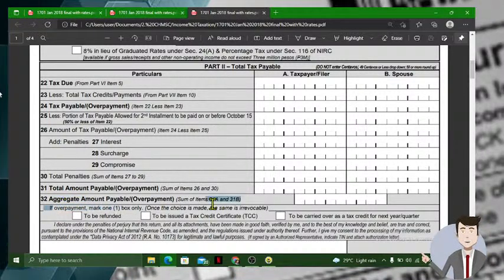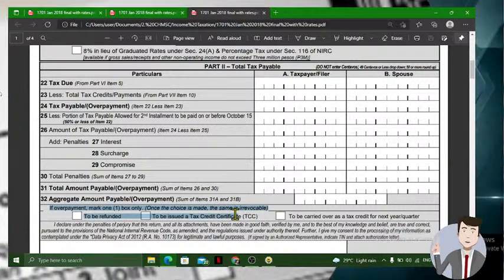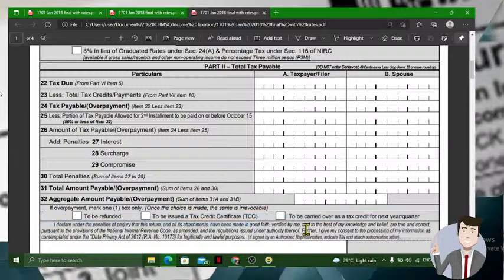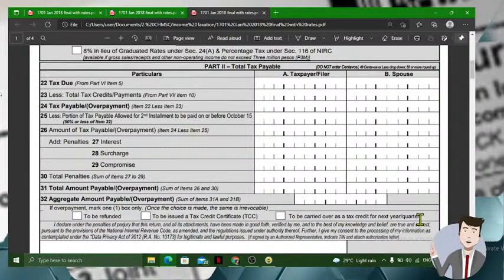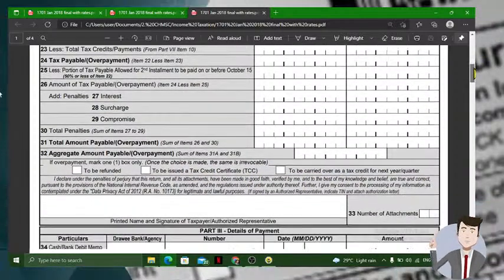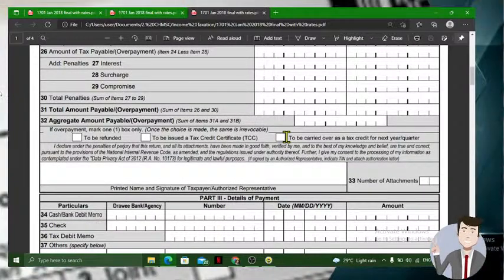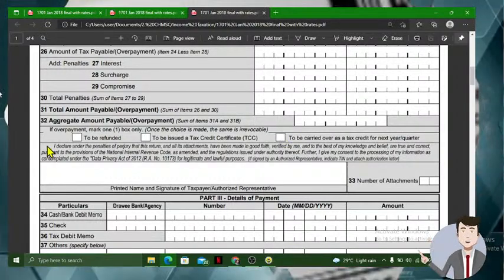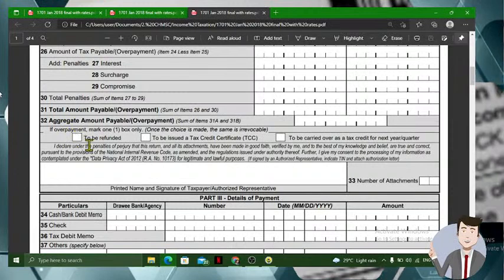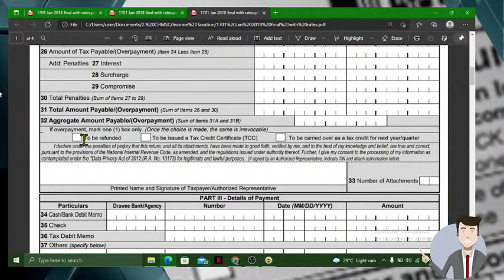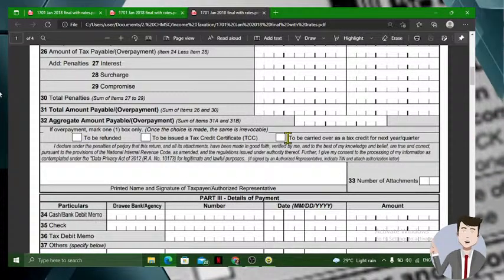So take note guys, there's an option provided: to be refunded, to be issued a tax credit certificate, or to be carried over as tax credit for next year. So my advice is to choose the option to carry over as tax credit for the next year or quarter. Because guys, there are too many requirements before an amount can be released to the taxpayer. Okay? So just select this one.